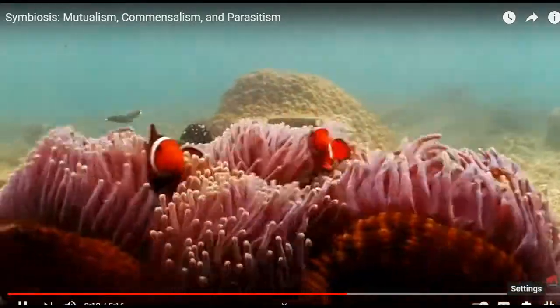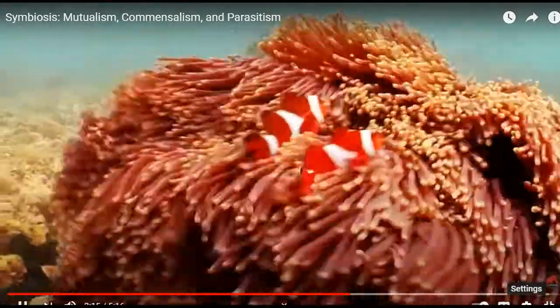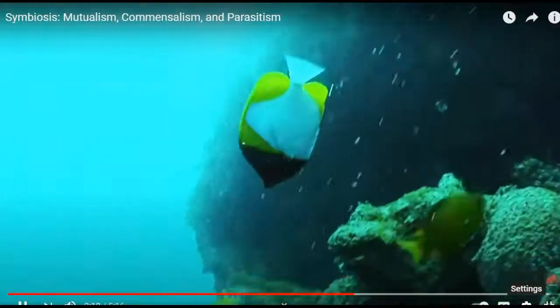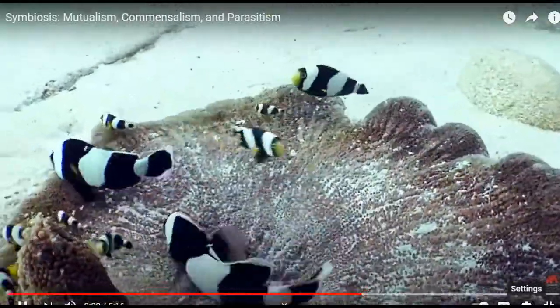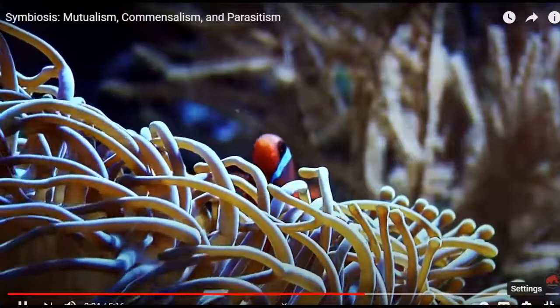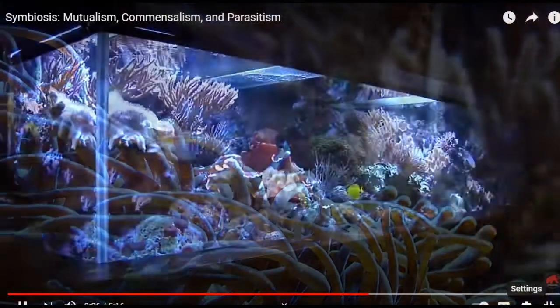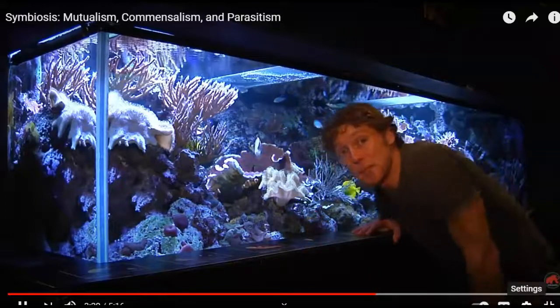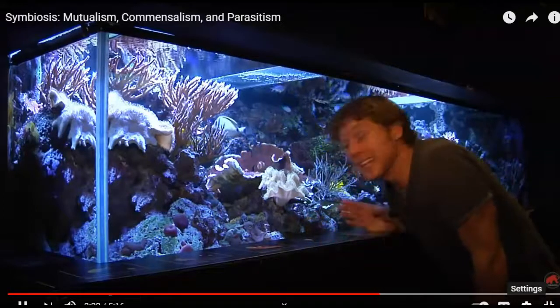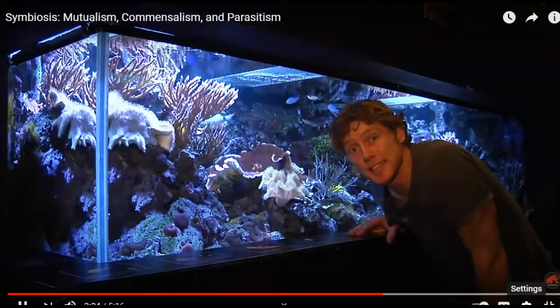So back to our clownfish. Clownfish are protected from predators by living among anemones, and in exchange the clownfish chase away fish and other animals that can harm the anemone. What kind of symbiotic relationship is this? That's right, mutualistic. Okay, but we still have one important question to answer. How can the clownfish be immune to the anemone sting?